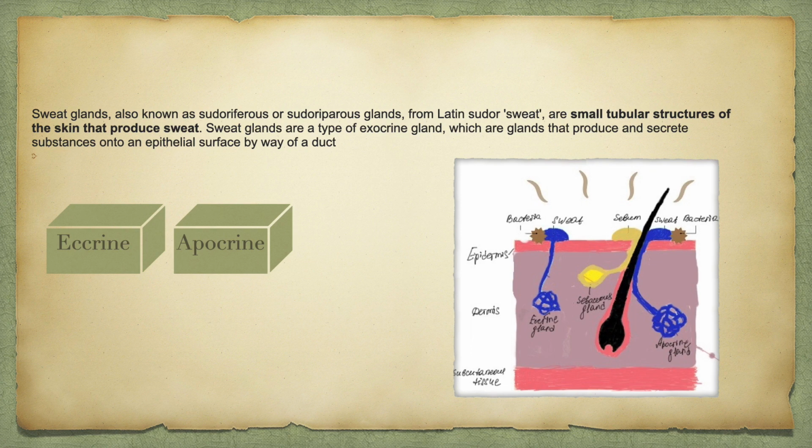Eccrine glands occur over most of our body and open directly onto the surface of our skin. Apocrine glands open onto the hair follicle leading to the surface of the skin. Apocrine glands develop in areas abundant in hair follicles, such as in our scalp, armpits, and groin.